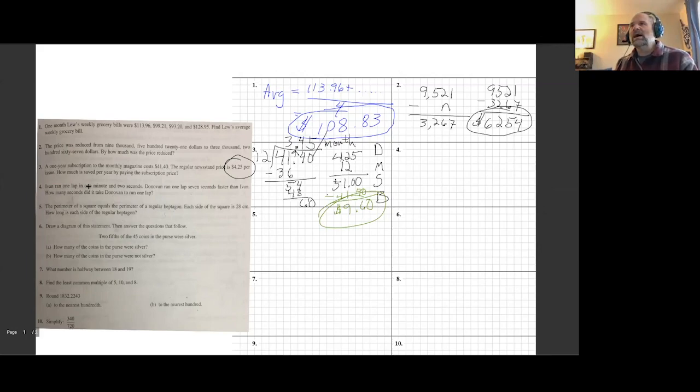Number 4. Ivan ran 1 lap in 1 minute and 2 seconds. Donovan ran 1 lap 7 seconds faster than Ivan. How many seconds did it take Donovan to run 1 lap? So what does it mean to be 7 seconds faster? How do you figure that out? Kiara? Did you add? So that's the trick of this question, because adding time means you're slower, right? So if you do it faster than 1 minute and 2 seconds, well, let's just convert that to just 62 seconds.